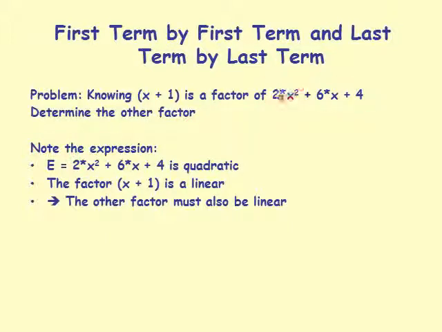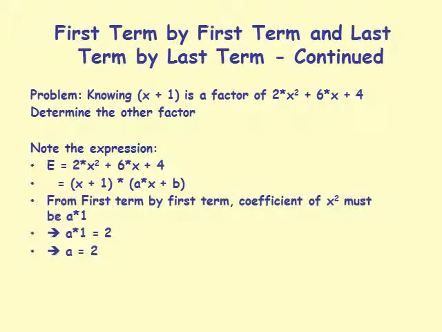First, this is a quadratic expression, and this is a linear factor. The other factor must be linear too. So the linear factor is of the form a times x plus b, if x is a variable. Now we have to determine what a is and what b is.